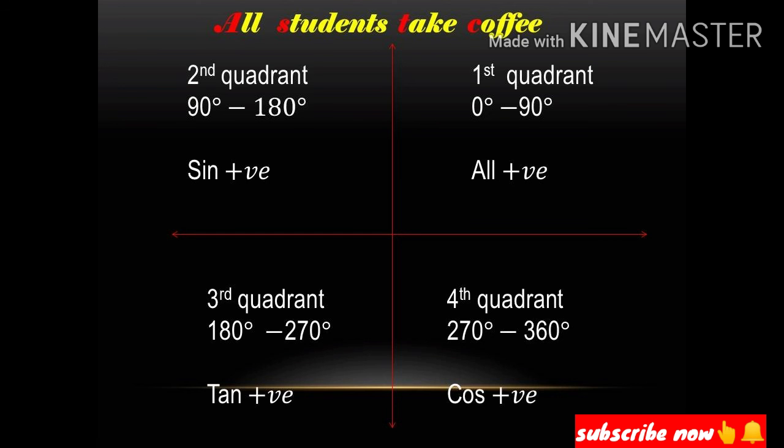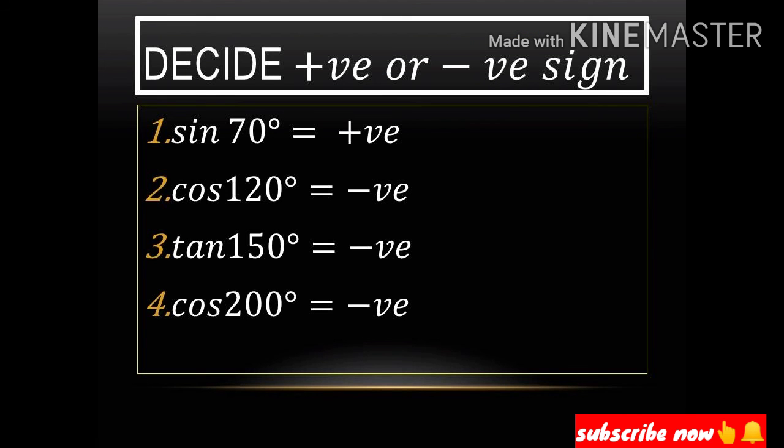Now it's time to learn the location of sine, tan and cos in a coordinate system. For this we have a very magical sentence which is: all students take coffee. In the first quadrant all the values are positive. In the second quadrant only sine is positive and all the remaining values are negative. In the third quadrant tan is positive and all the other values are negative. In the fourth quadrant cos is positive and all the remaining values are negative. By using the coordinate system, we can decide whether the values are positive or negative.